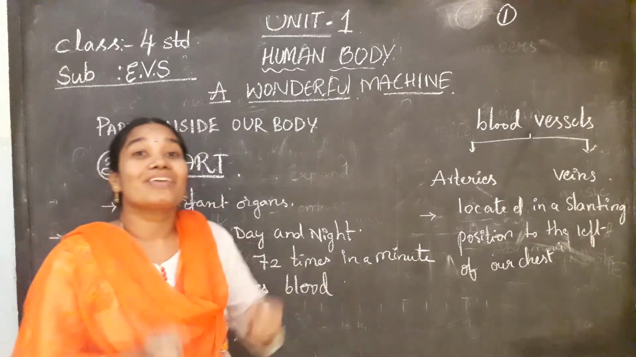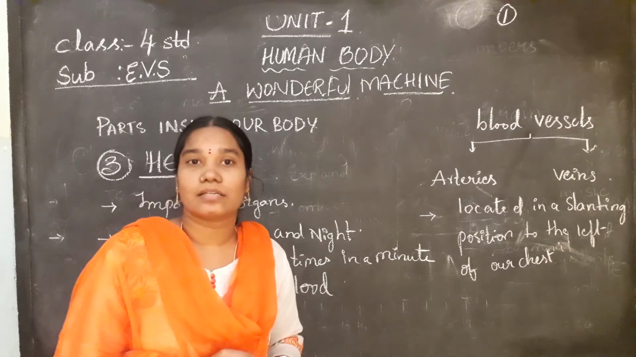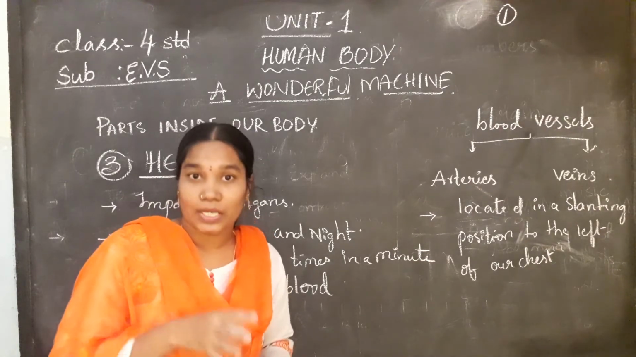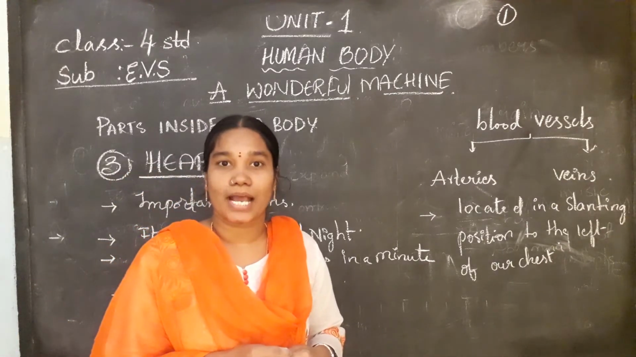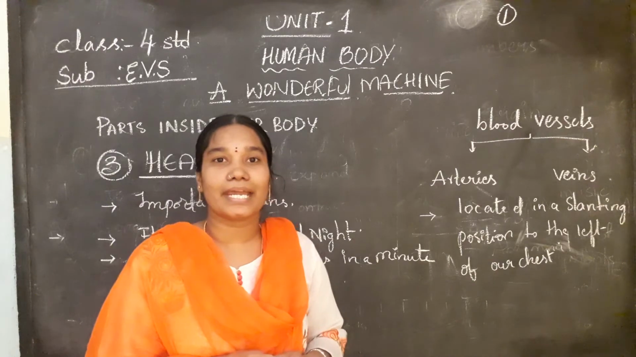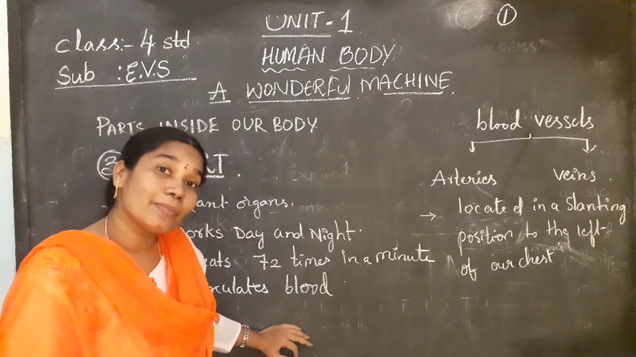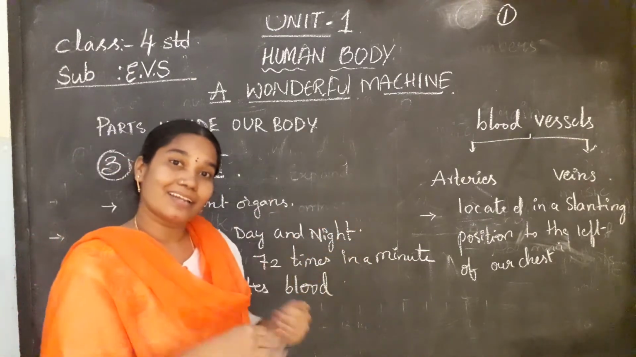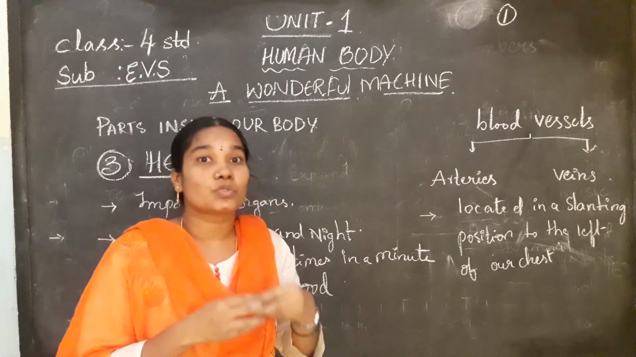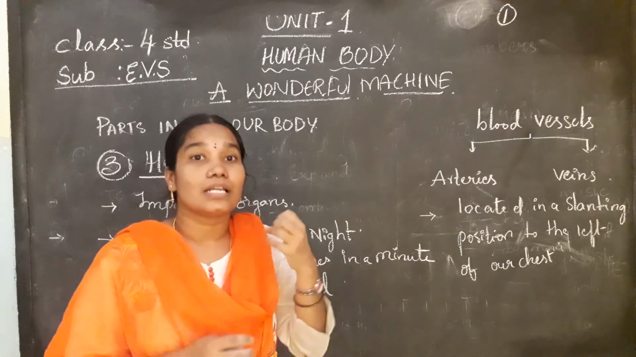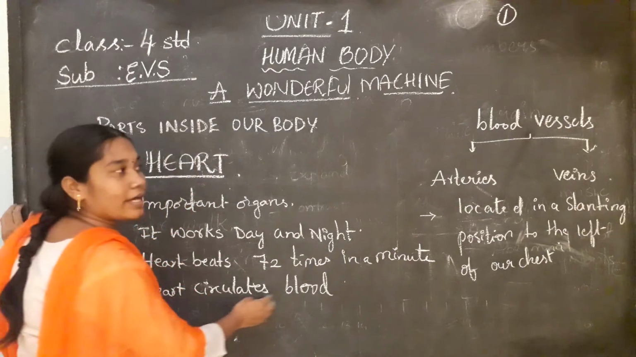So that's why we can hear the lub dub sound. The heart makes the sound lub dub. The lub dub is called the heartbeat. Per minute, it beats 72 times. Why does it beat? Because it is circulating the blood to all the body parts. When it circulates the blood, we can hear the lub dub sound. So if you see here, the heart circulates the blood.